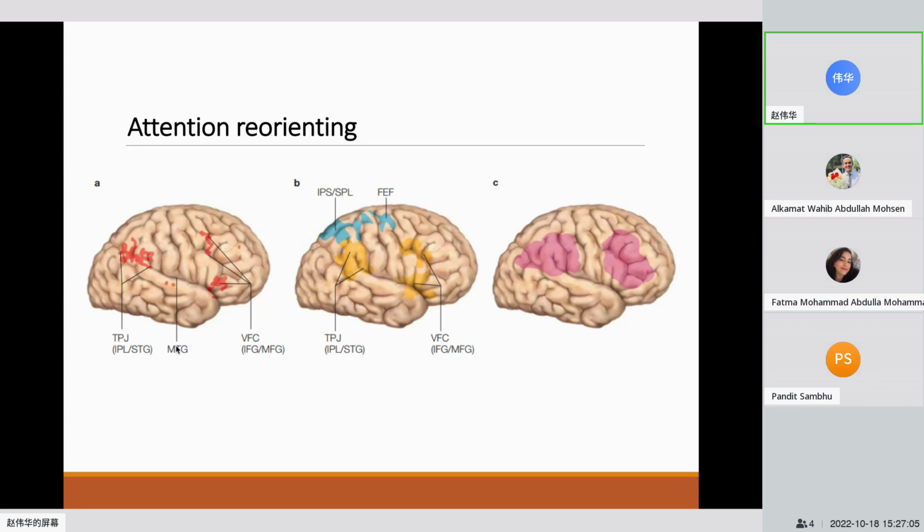I mentioned before, for the cueing task, the arrow showed the correct location of the target. It is a valid trial. However, in contrast, if the arrow does not show correctly the direction of the target, it's called an invalid trial. So figure A shows the regions involved in the invalid trial.